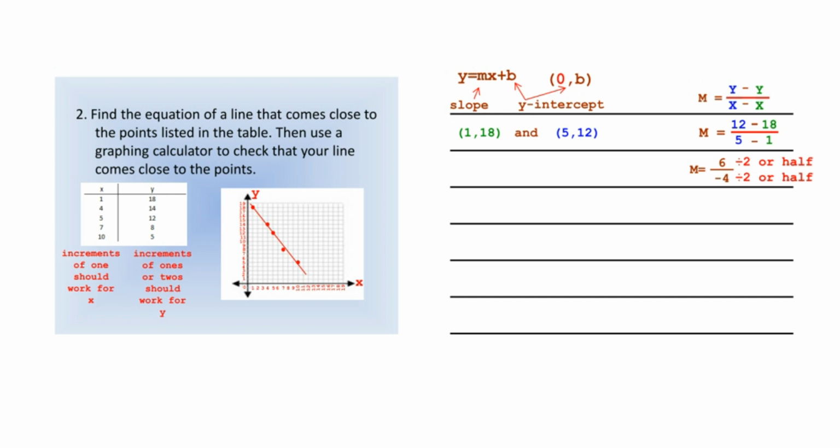Okay, and let's take a look. Do remember that 5 minus 1 will give us positive 4. 12 minus 18 will give us, well, that'll be a negative 6, right?